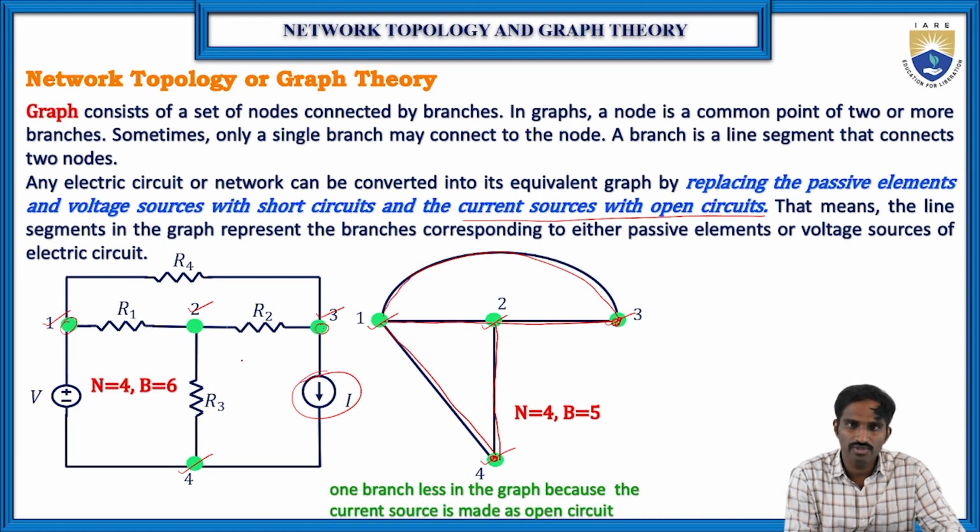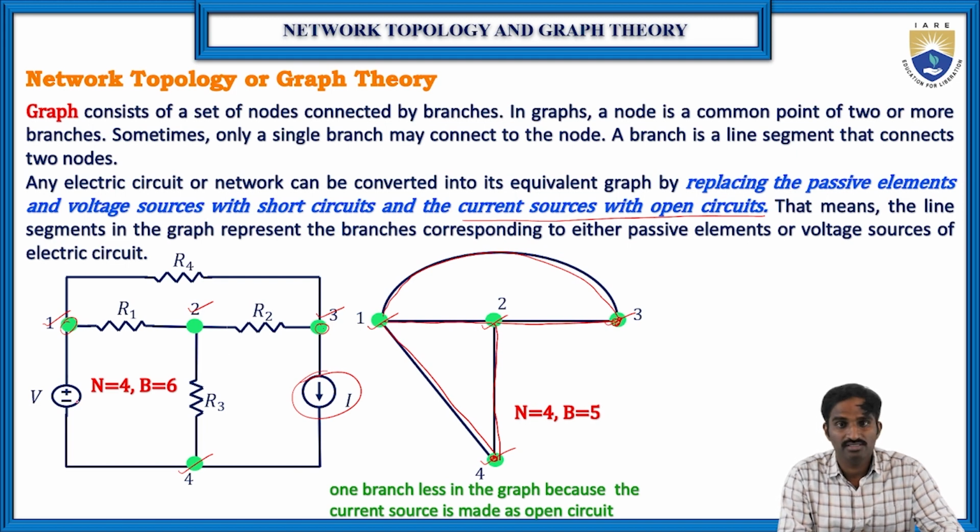First we should identify how many nodes are present in the given network. Then the same nodes we should represent on a plain sheet. After that, you just replace the passive elements as well as the voltage source with the short circuit and the current source with the open circuit.